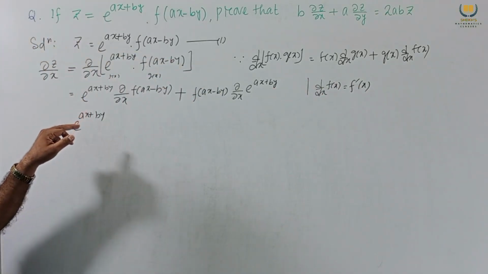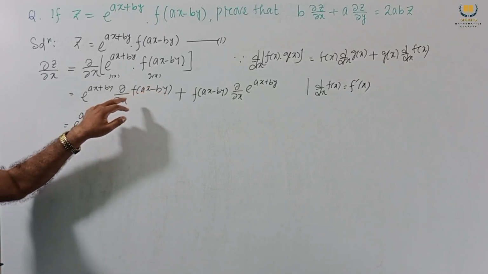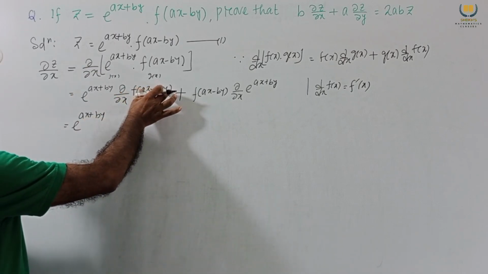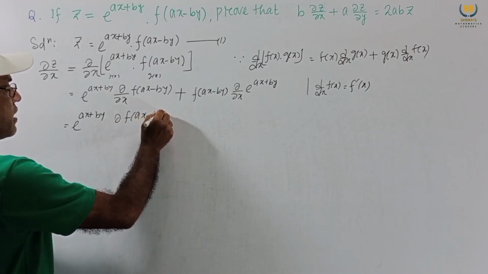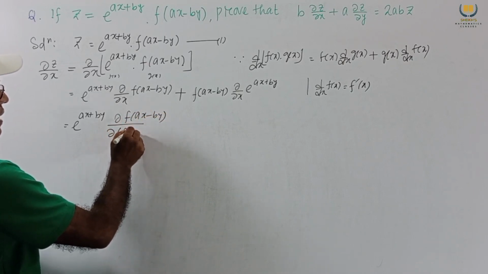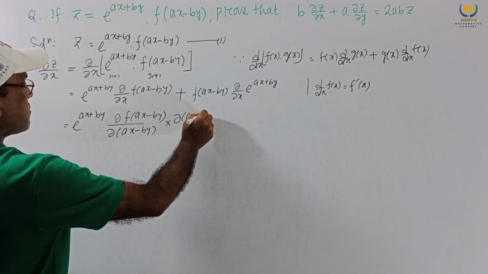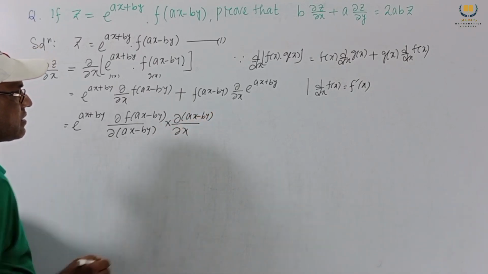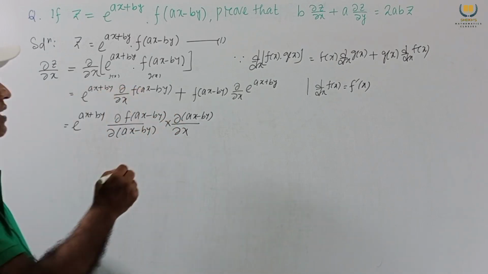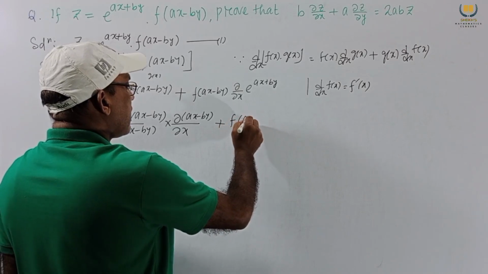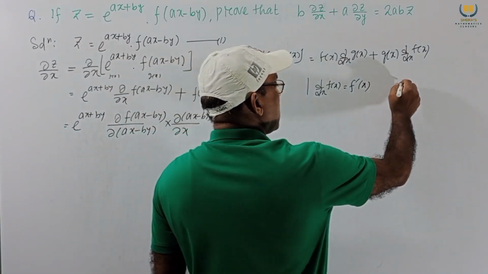But here it is ax minus by, but this one is different, both should be same. If both are same, then we get this formula. So this portion must be in the denominator, f of ax minus by, del (ax minus by), into del (ax minus by) del x. So this is chain rule. This cancels, del x, and we get this out. And this one remains same, ax minus by.